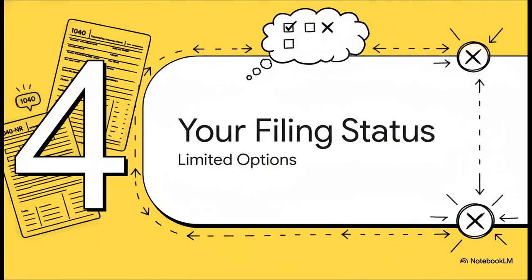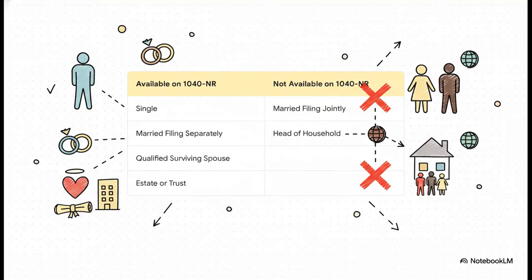Okay, next up is your filing status. Now, if you've ever seen a standard Form 1040, you're going to notice something right away. The options on the 1040NR are a lot more limited. As you can see, you can file as single, married filing separately, or in some specific cases, qualified surviving spouse. But what's missing is just as important as what's there. The two really big ones, married filing jointly and head of household, they're just not available.